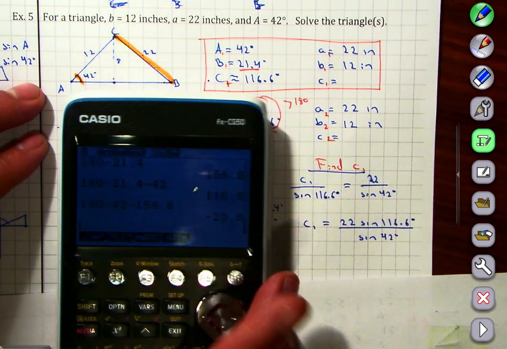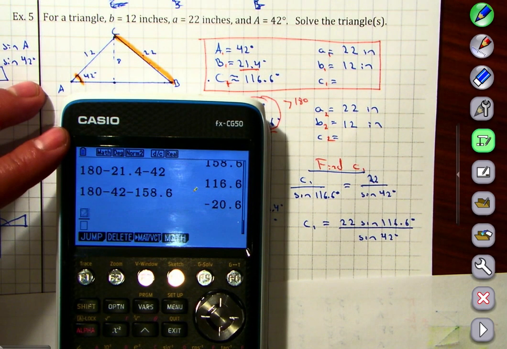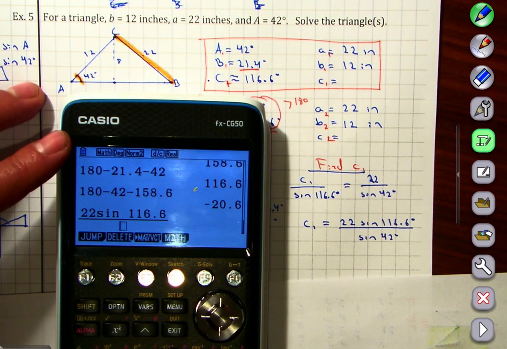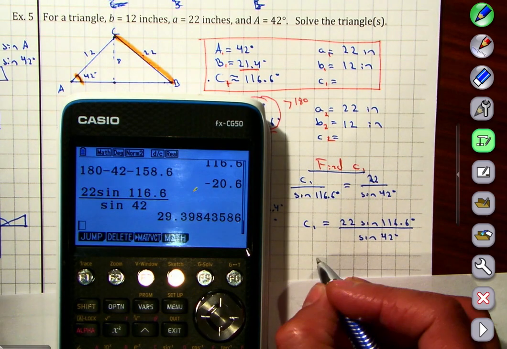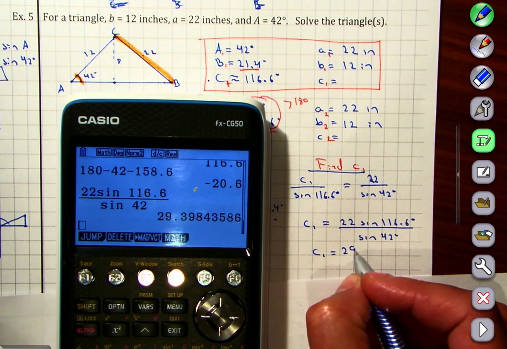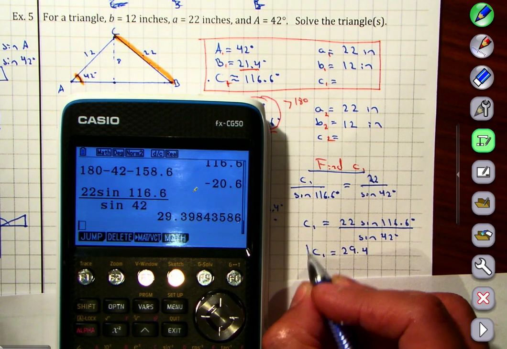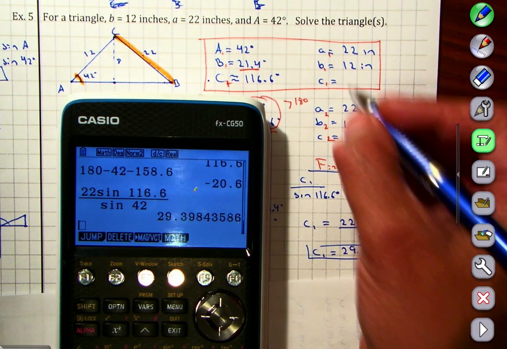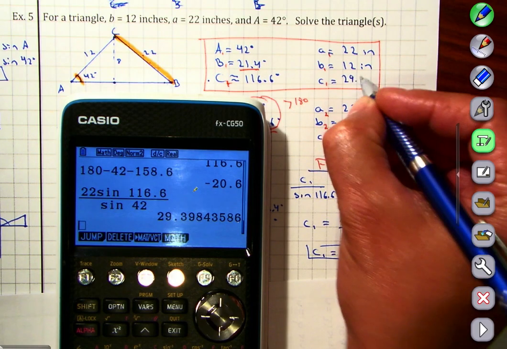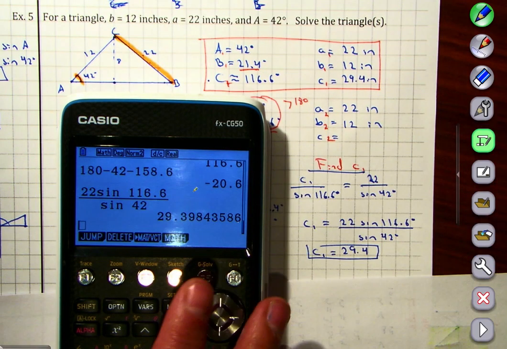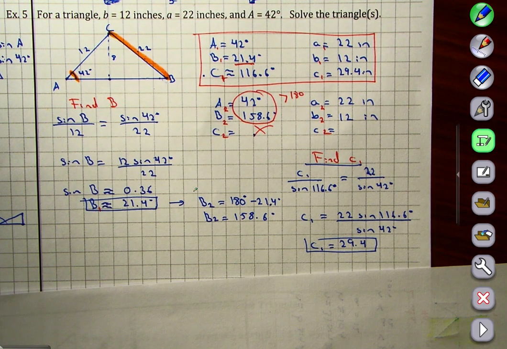I can type that into the calculator. So therefore C1 is equal to 29.4. They don't give you any decimal, so sometimes you probably end up with 29. But in this case, I'm just going to say 29.4 inches. On your homework, I'll tell you how many decimal places you need.